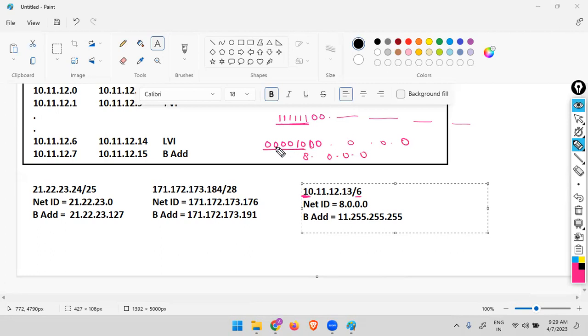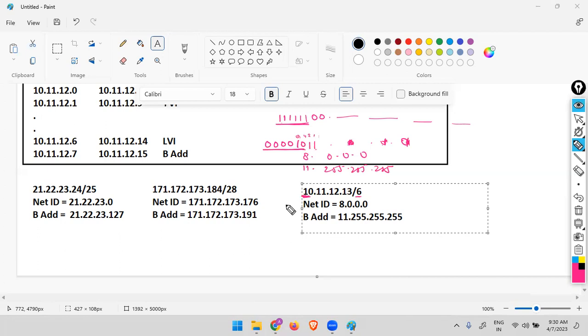And for the broadcast address, what will we do? We'll make it maximum. So these 6 bits I will not change, and the remaining part I will make maximum. These will be all ones. So 1, 2, 4, 8. So 8 plus 4 plus 1. Sorry, 8 plus 2 plus 1, because 1, 1, 1. So 8 plus 2 is 10, plus 1 is 11. 11 dot, and these are all ones: 255, 255, 255. Both methods you can use, whichever is comfortable.